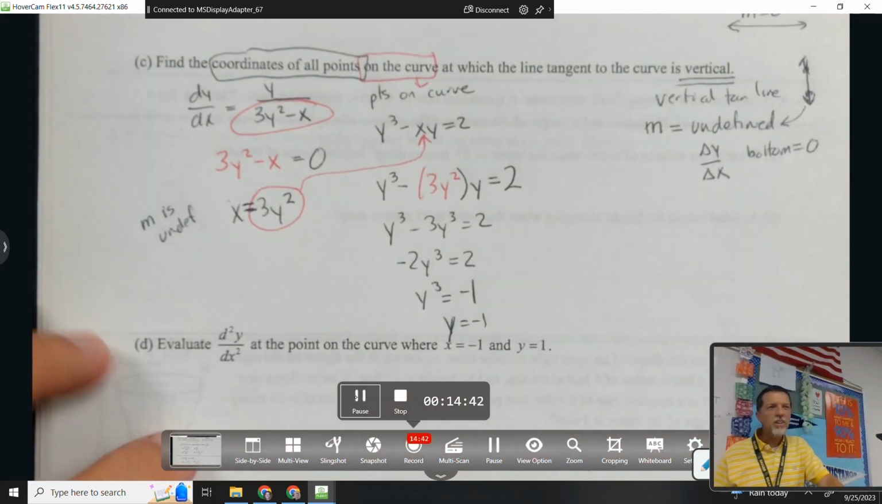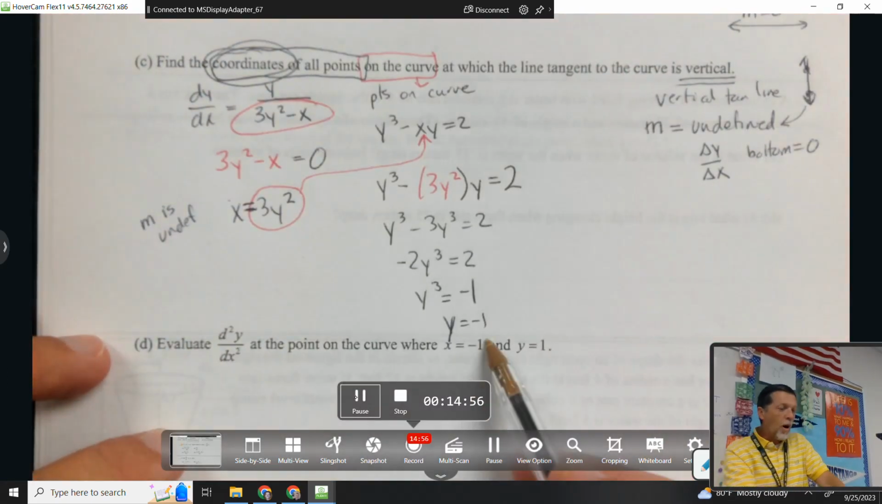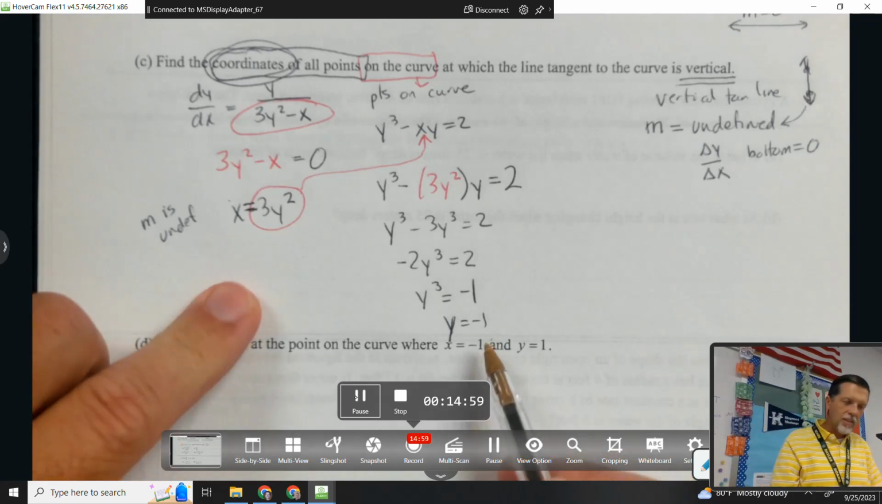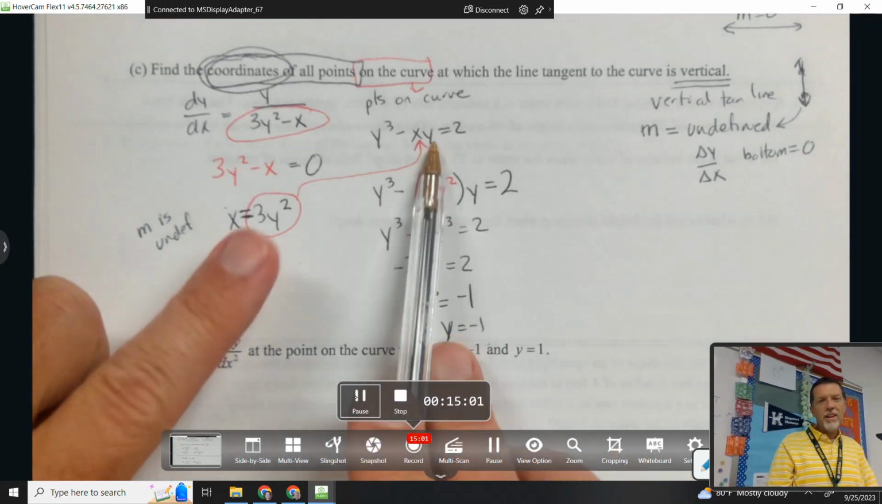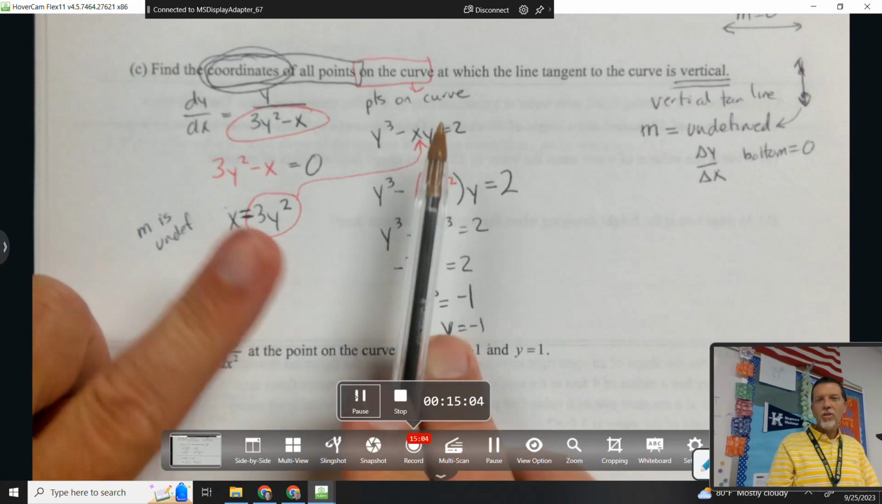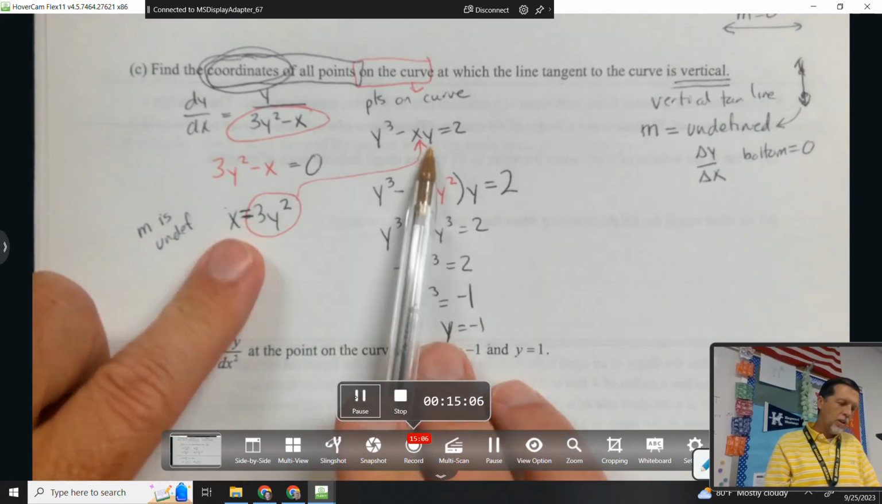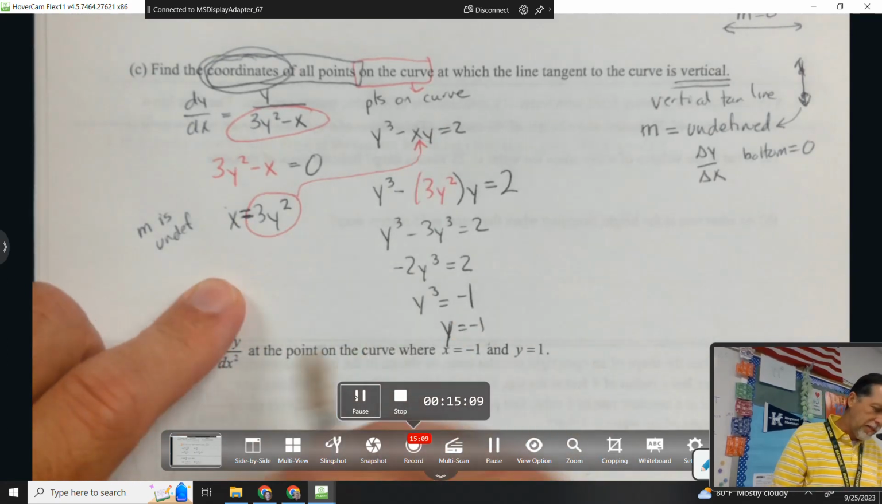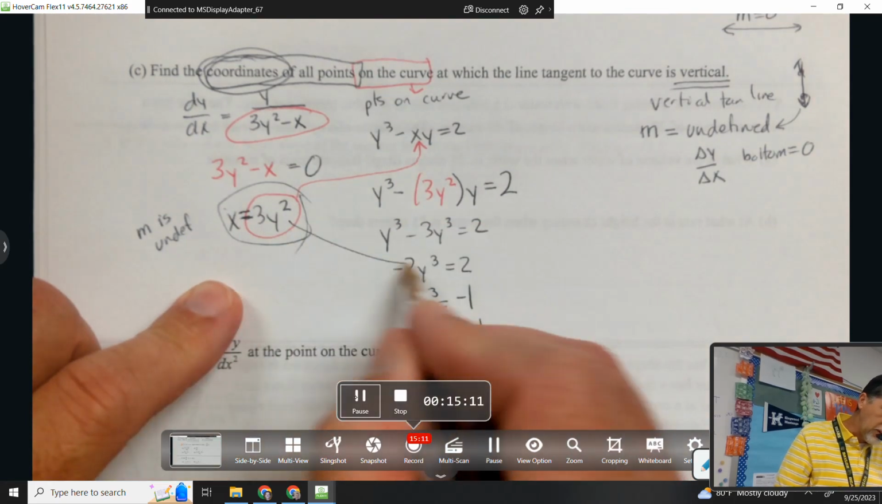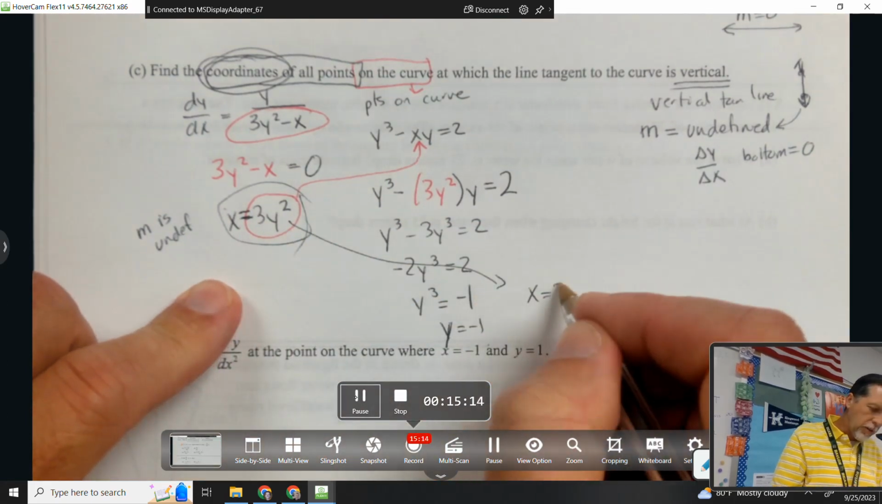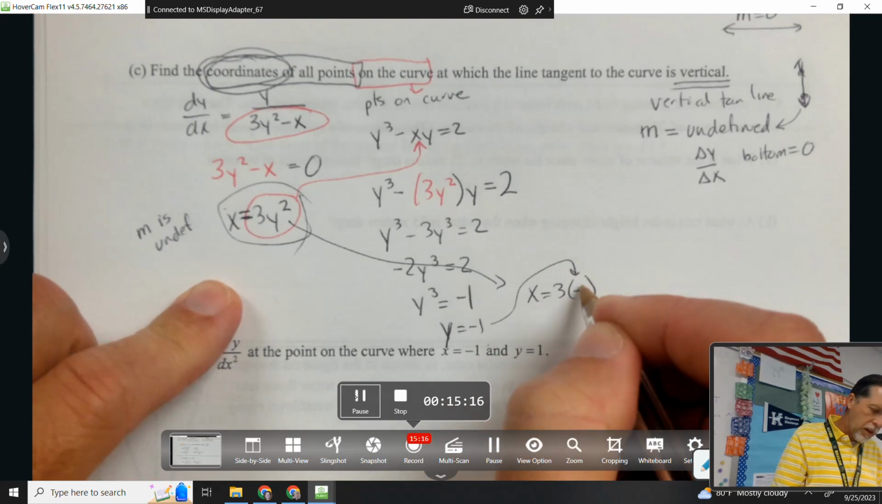Is that my answer? The answer is kind of. Why is that not all of my answer? I need the x coordinate. Find the coordinates. So y might equal negative 1, but I need to know what x is. I should be able to plug it into either one of those. Right? Systems of equations, once you find one of the answers, you can plug it into either one. Obviously this one would be a little bit easier to deal with. x equals 3 times y squared.